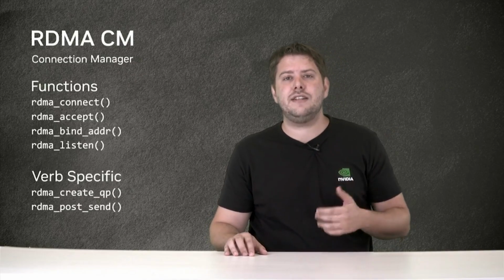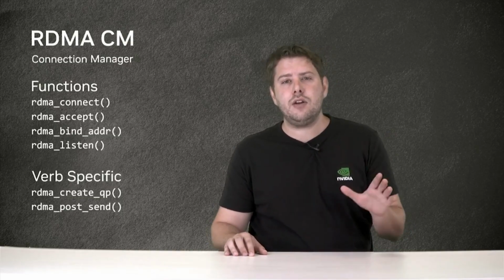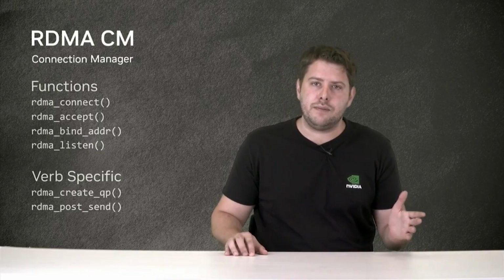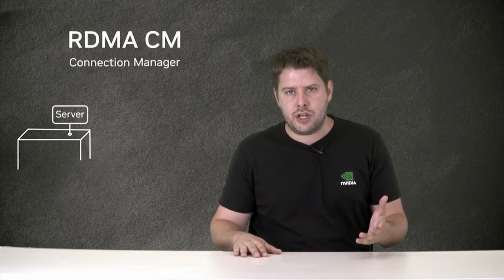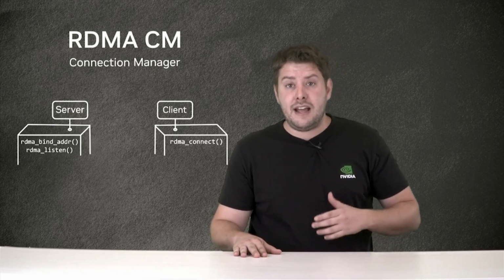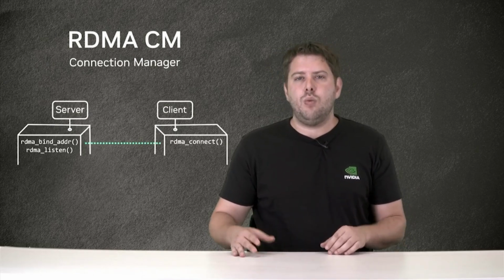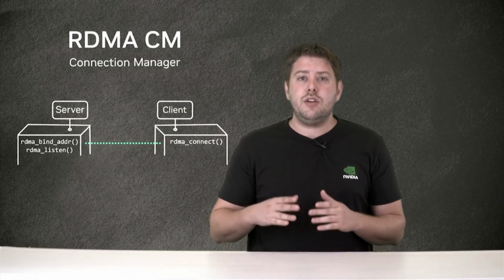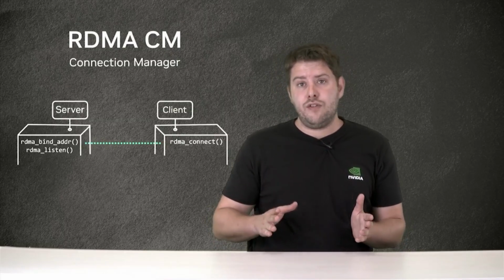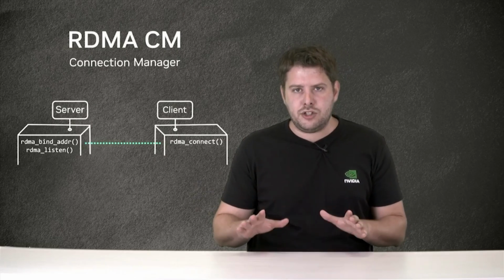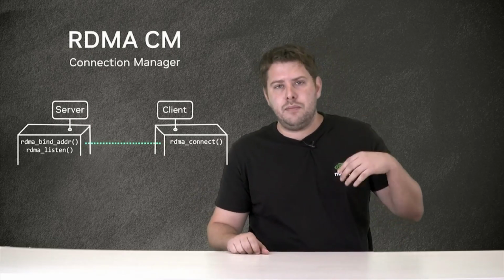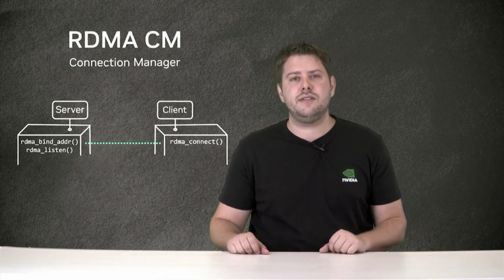The API also has an event channel. It's created in the beginning of the application and used throughout the run. It externalizes events such as address resolution and incoming connections. Like in TCP, in order to establish a connection, the server needs to bind and listen on the port. The client needs to connect to that port. Once the connection is established, you can either use the RDMA CM API or the verbs API to communicate in that connection. So you either call RDMA post send or IBV post send.